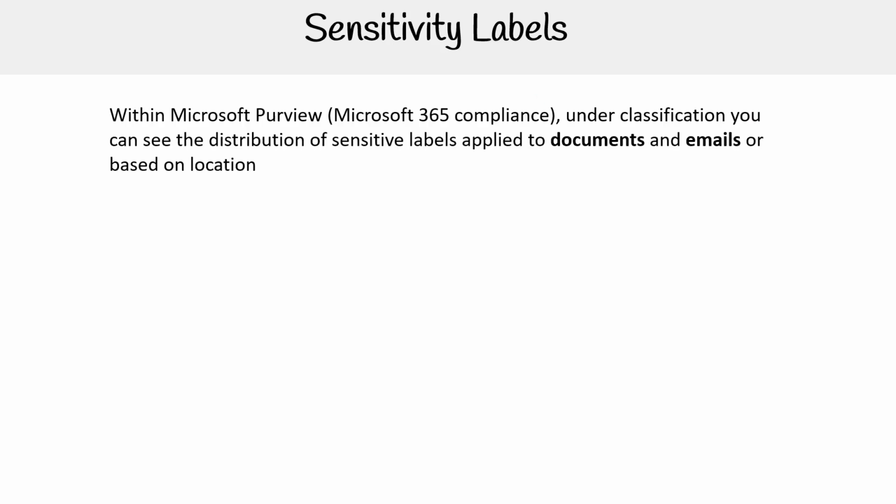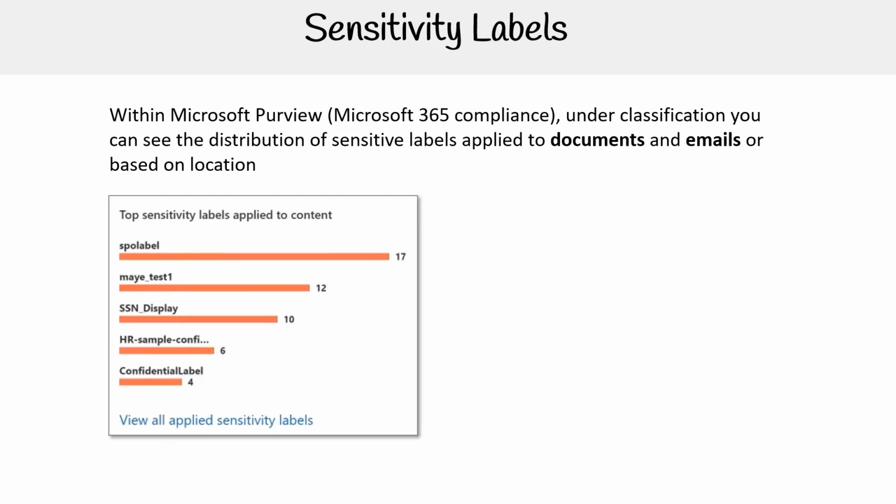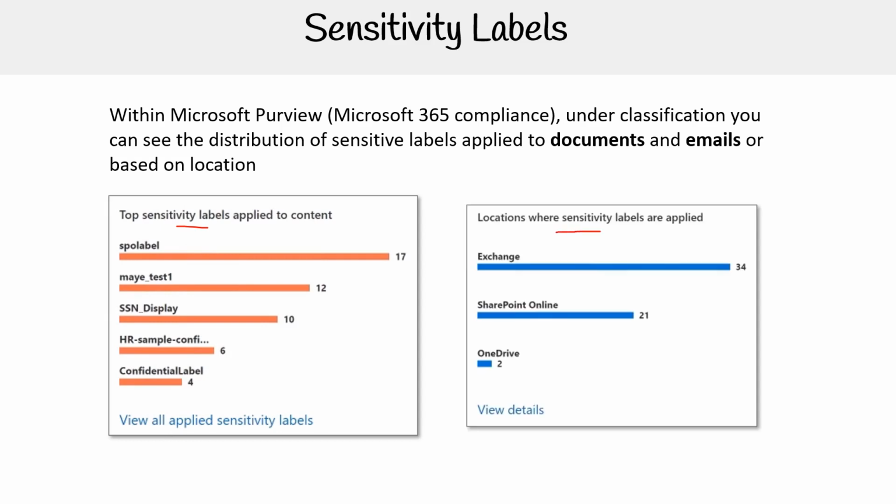So within Microsoft Purview, under classification, you can see the distribution of sensitivity labels applied to documents and emails, or based on location. So this gives you a visual to help you understand where these labels are located. On the left-hand side shows what sensitivity labels have been applied to the content. And then on the right here, it shows the location of where sensitivity labels are applied.